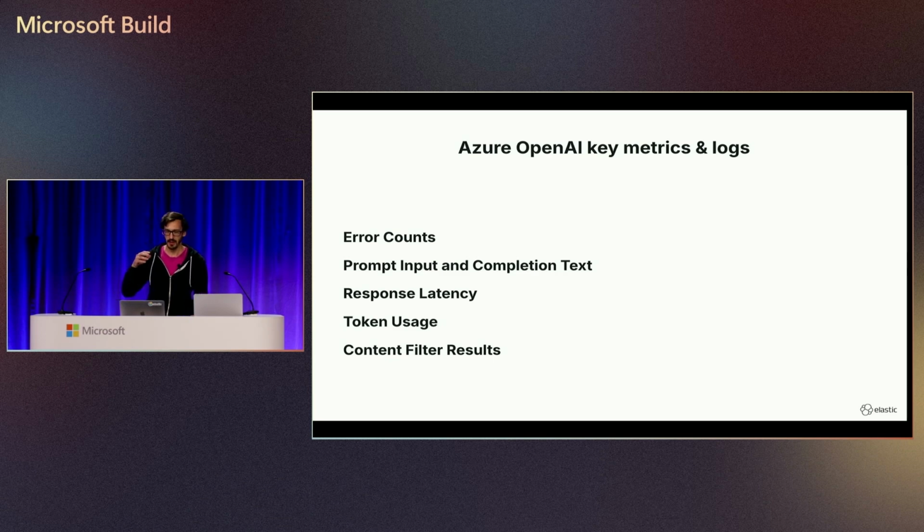The second thing is prompt input and the completion text that you get out of it. This is more a log-based approach where you keep track of what people are sending to your LLM and what they are getting back. Especially if something goes wrong, you want to have a good idea of how people have been interacting with them.